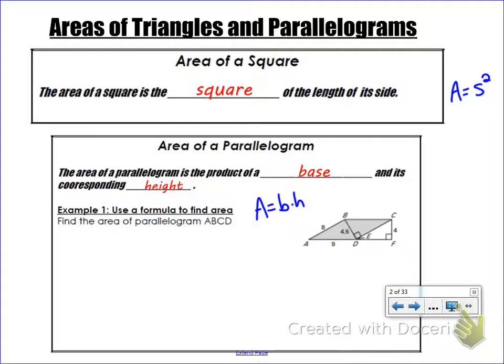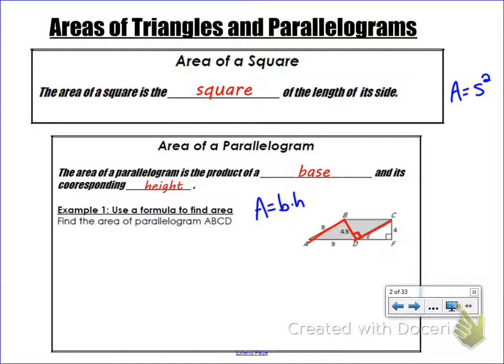a parallelogram. So if you notice my diagram over here, I'm given AB and CD as two of my bases. This line right here, BD, is perpendicular to both AB and CD. Therefore, BD is going to be the height. We could also say that AD and BC are bases, and then CF right here, which is perpendicular to both sides, and it would be perpendicular to AD if I extended it out to F, could be a height as well. But the height has to be perpendicular to both bases.